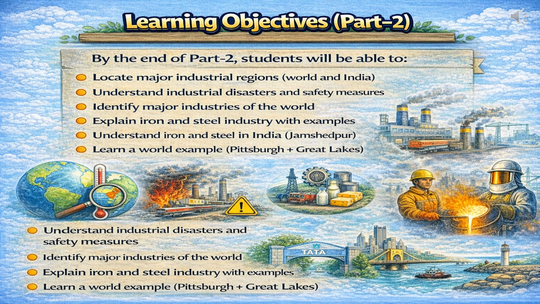By the end of this lesson, you will be able to locate major industrial regions in the world and India. Understand industrial disasters and safety measures. Identify major industries of the world. Learn about the iron and steel industry in detail. Study examples like Jamshedpur in India and Pittsburgh in the USA. And also learn about the famous Great Lakes. So yes, today's lesson is like an industrial journey across the world.